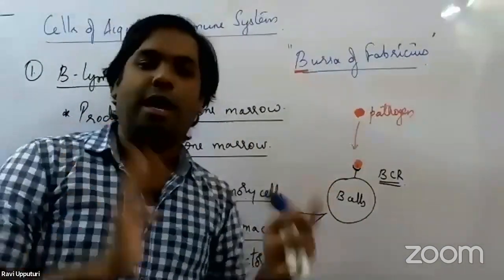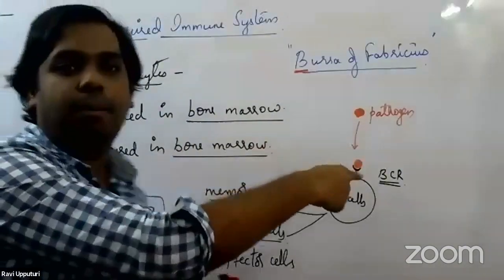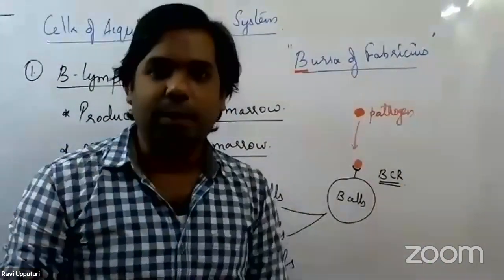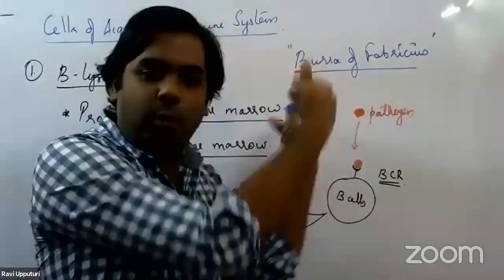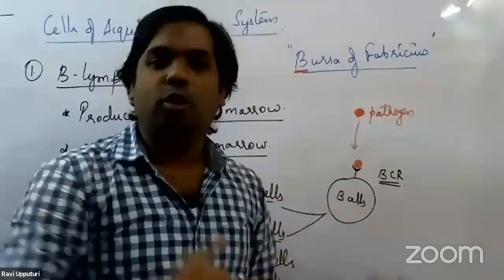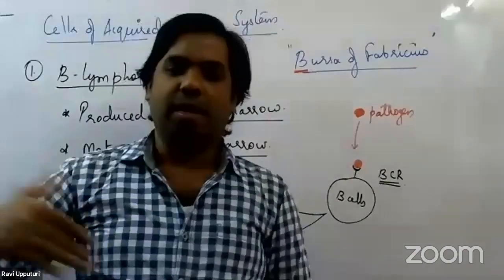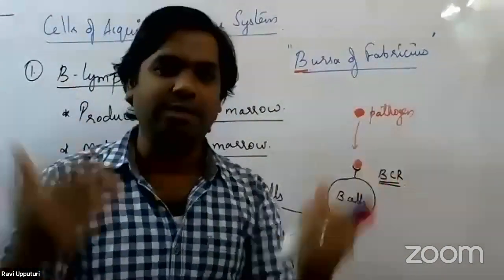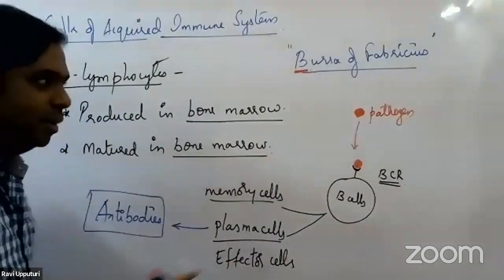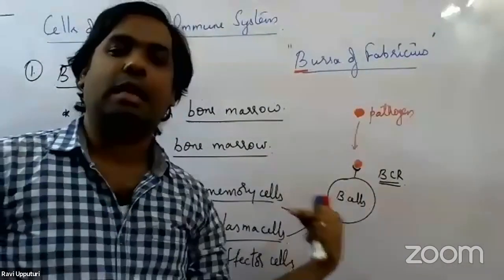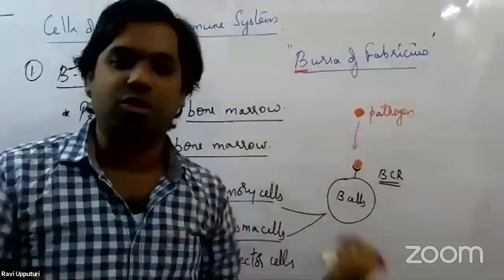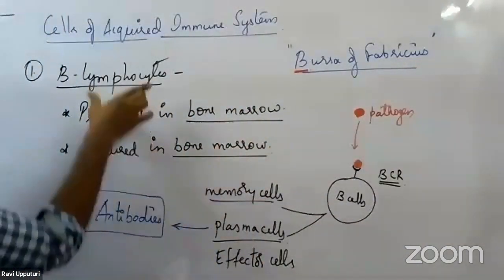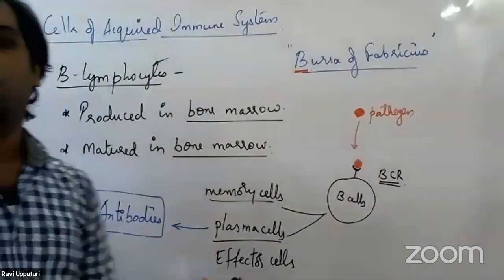Clear? Right? So how does the antibody destroy the antigen? That we will take up a little later, once we are done with all these cells. There are different ways how the antibody will target the antigen that has entered into the body and bring about its destruction. All that we'll see a little later. For now, just understand the role of B lymphocytes in our body.